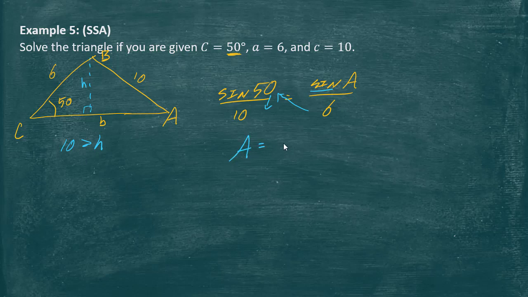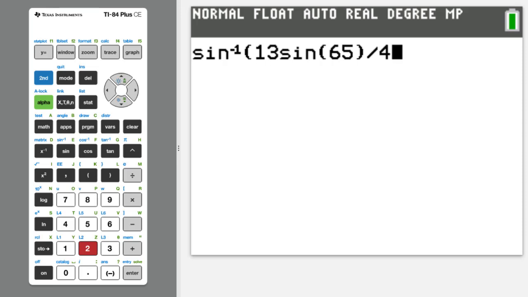So the angle A is going to be the inverse sine of those two things multiplied together, 6 times sine of 50, then divided by the side, 10. And if we go ahead and do that, we've got 6 sine of 50 divided by 10.